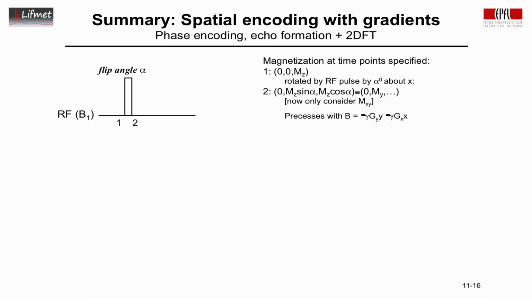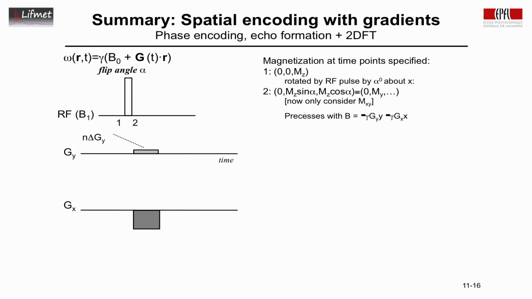This transverse magnetization will precess depending on the gradient, with gamma Gy y or gamma Gx x. So the precessional frequency here is given by gamma times B0 plus the scalar product of G(t) times r. So we'll take the gradient along y, we'll apply it here for a certain amount of time with an amplitude of n times delta Gy. First applied negative, we'll define the time points, this time point is time point number 3, and this duration between 2 and 3 shall be tau.